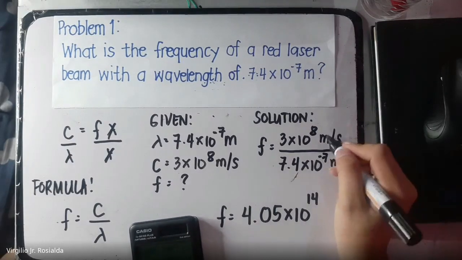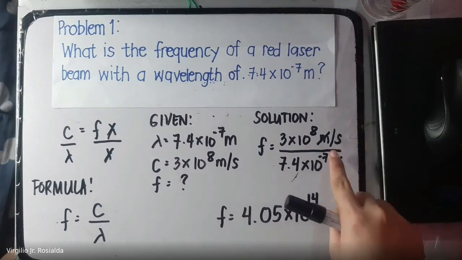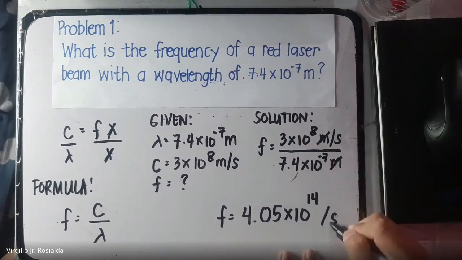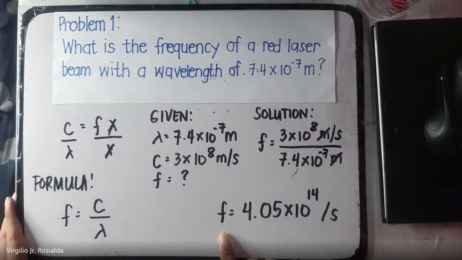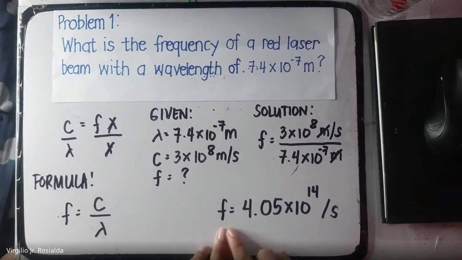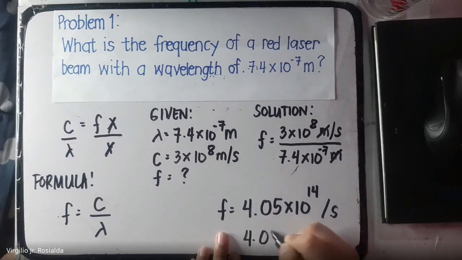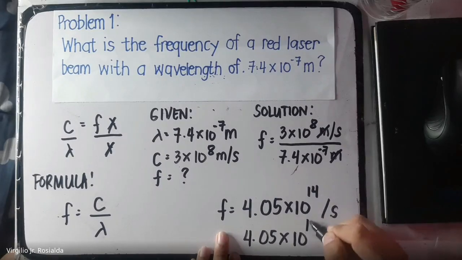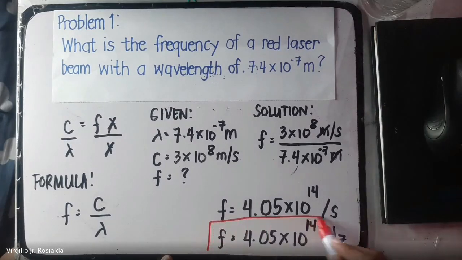And our unit, since cancel yung M natin or yung meter natin, kinancel natin pareho, at ang natitira na lang ay per second. So the unit is per second since this one is frequency. 'Di ba kanina sa slide natin or sa discussion ko, sinabi ko na the unit for frequency is per second, or simply 4.05 times 10 raised to 14 hertz. Okay. This is our frequency now. This is the final answer for that particular question or problem. Ito na ang ating final answer.